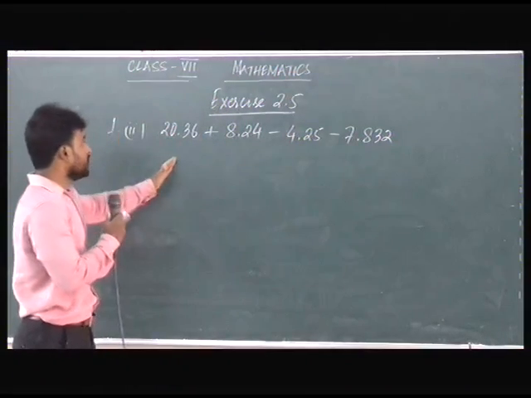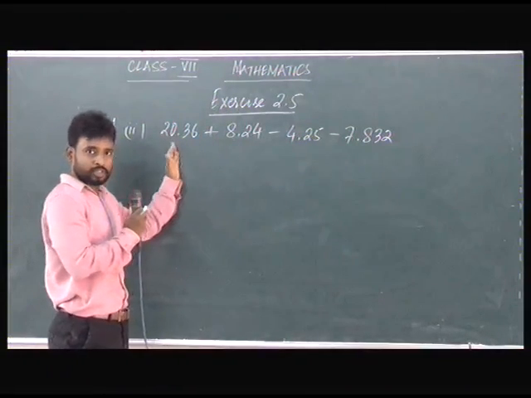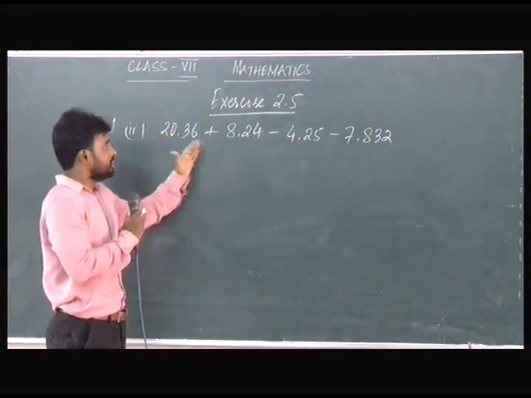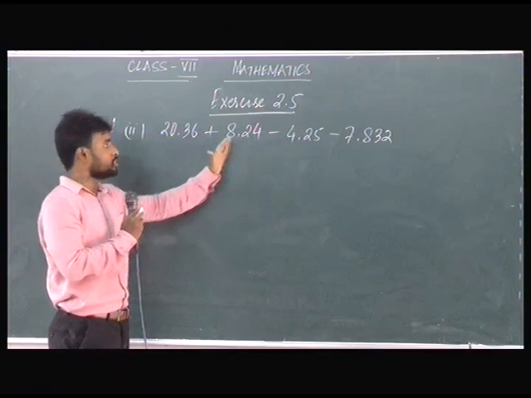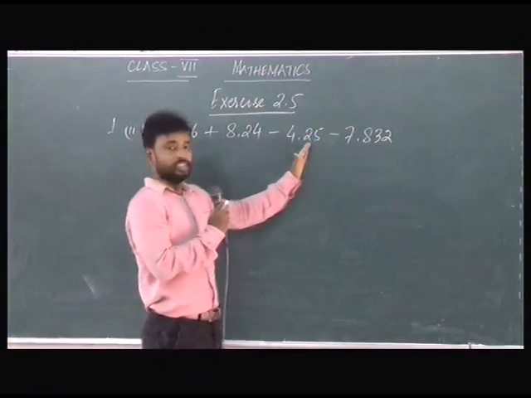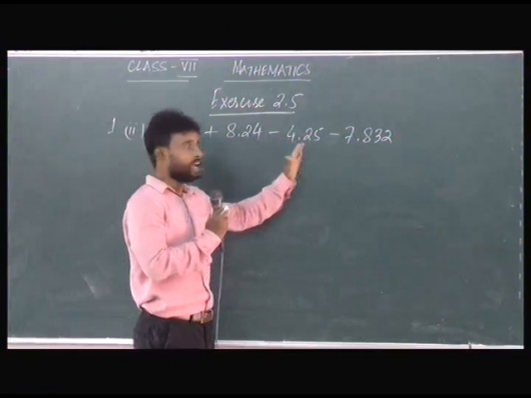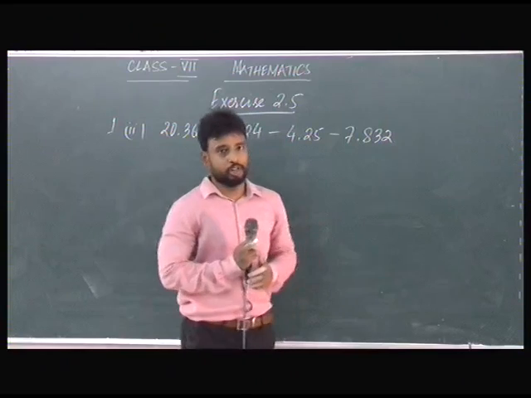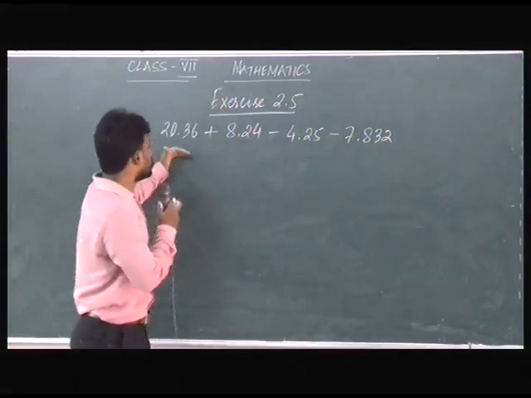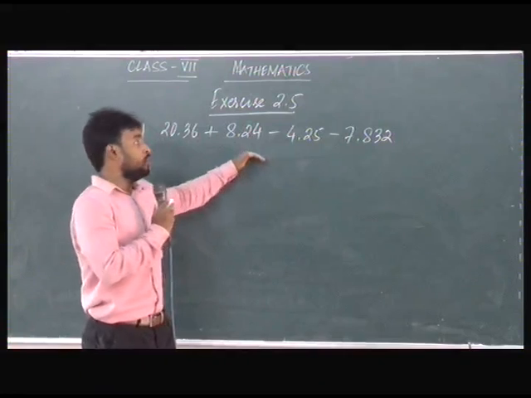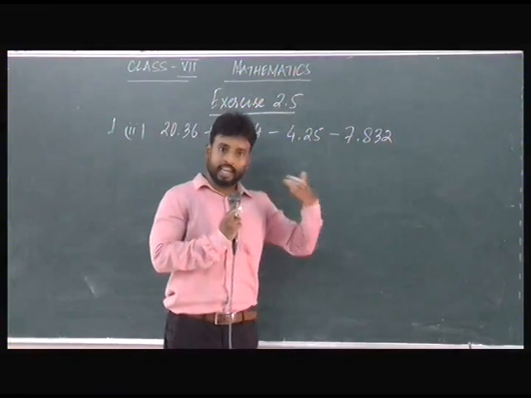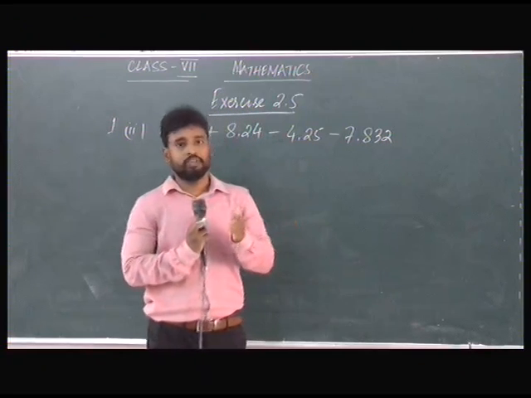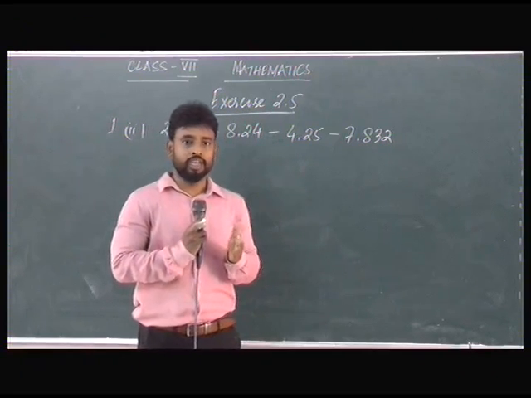So here you check, these two are positive numbers. This number has no sign before it, so it's positive. This number has a plus sign before it, so this is positive. This decimal number has a minus sign before it, it's negative. This number has a minus sign before it, it is also negative. So what we'll do is, we'll first find the sum of the positive numbers. We'll also find the sum of the negative numbers. And from the sum of the positive numbers, we'll subtract the sum of the negative numbers. And this is how we'll find the answer.